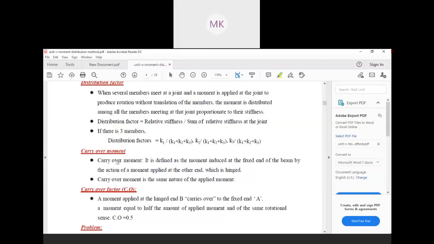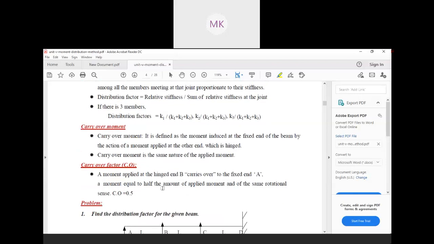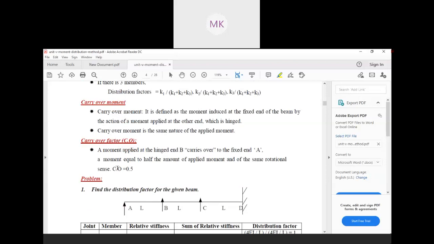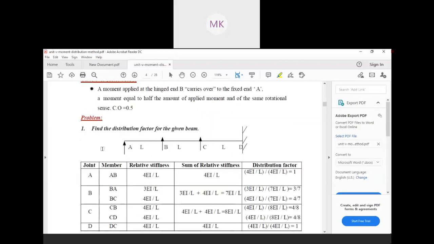Next is carryover moment. What is this carryover moment? It is defined as the moment induced at the fixed end of the beam by the action of a moment applied at the other end, which is hinged. Carryover moment is of the same nature as the applied moment. It will be clear when we solve a numerical, don't worry about that. So let's see one example.